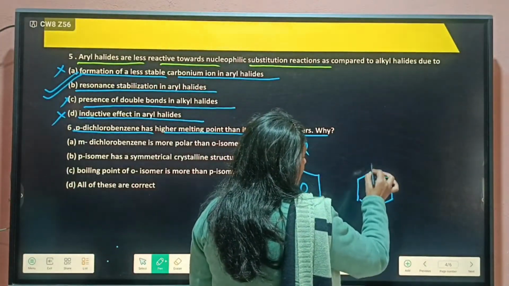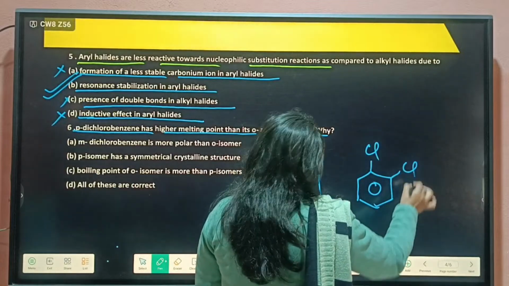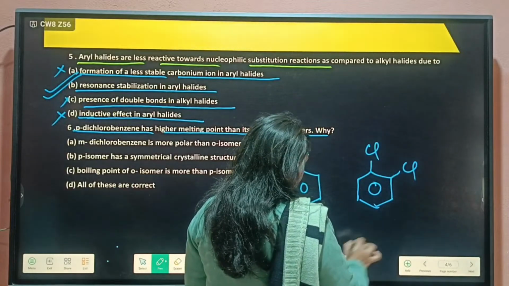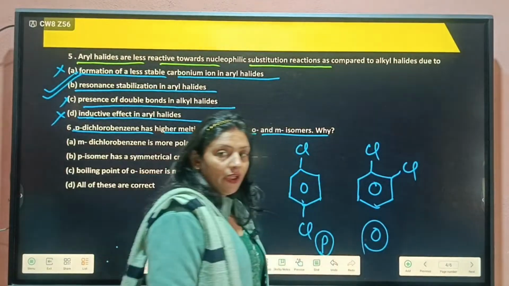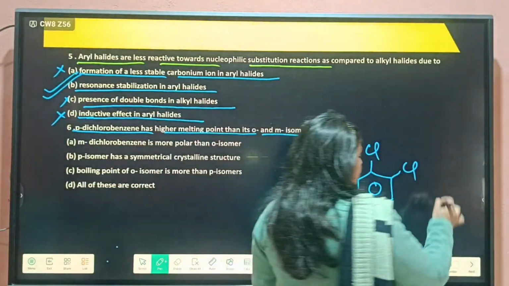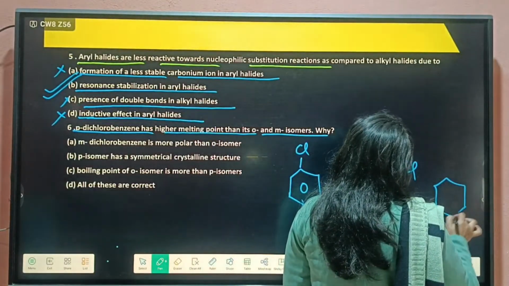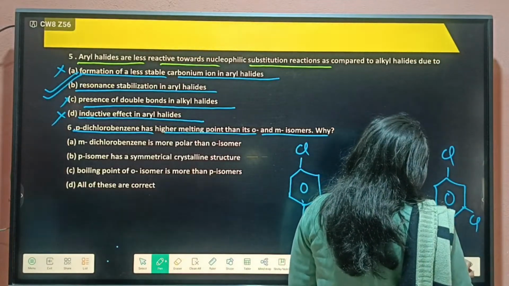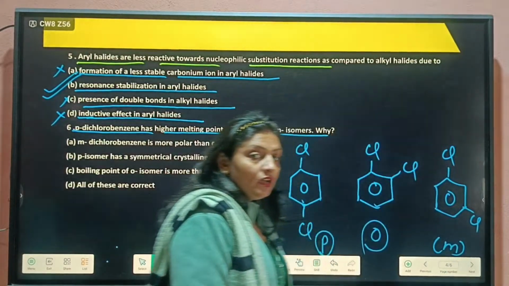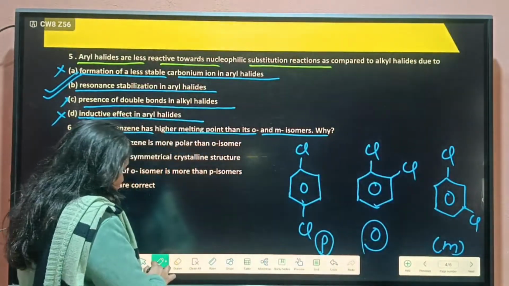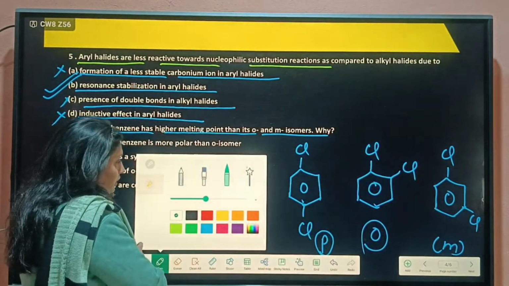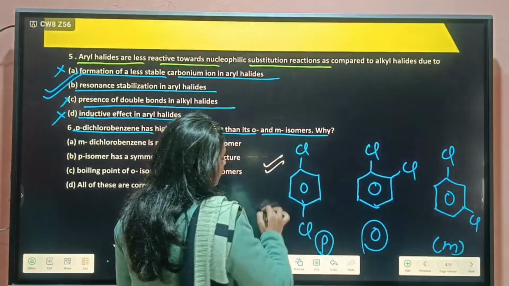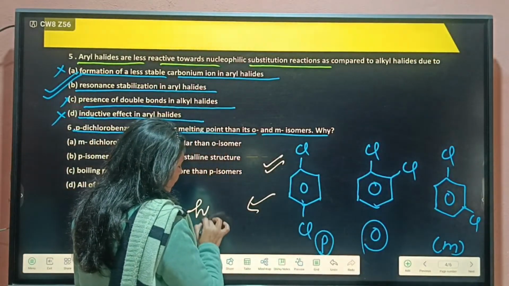Ortho is 1,2 position. This is ortho. This is para. This one is ortho. And meta is 1,3. This one is the meta. What is the question here? Question is that this one is having the highest melting point.